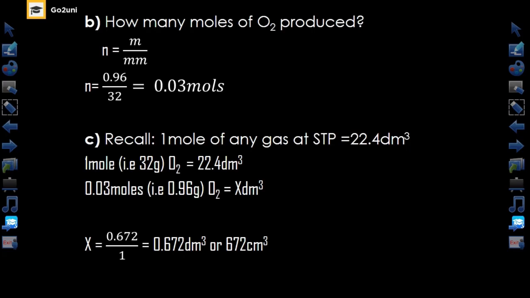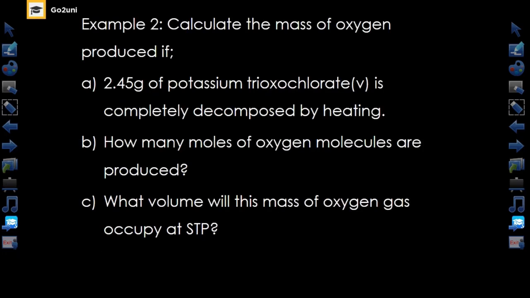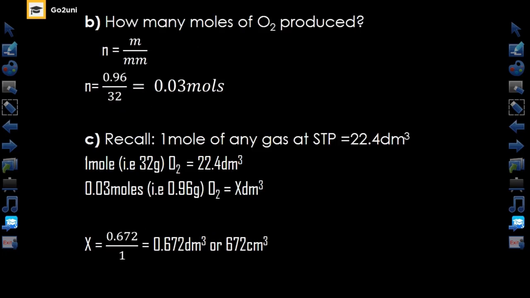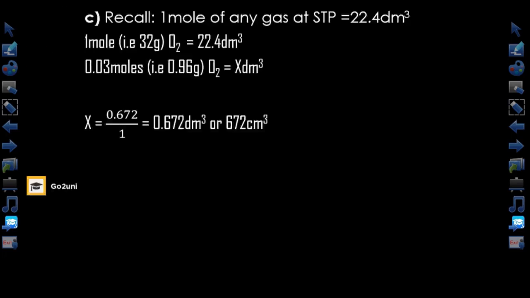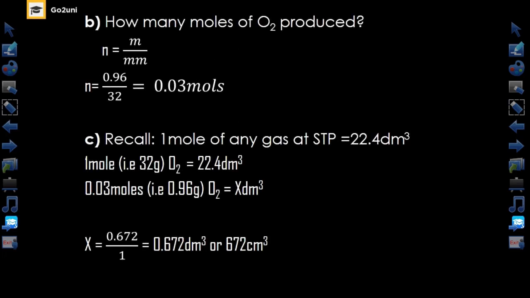So if 32 grams is occupying 22.4 dm cube, the question says, what will be the volume occupied? What volume will this mass of oxygen gas occupy at STP? So if we have 32 grams occupying 22.4 dm cube, then 0.96 gram of oxygen, how much volume will it occupy? So it is just to simply cross multiply. By the time we cross multiply, we have our answer. So let us do that.